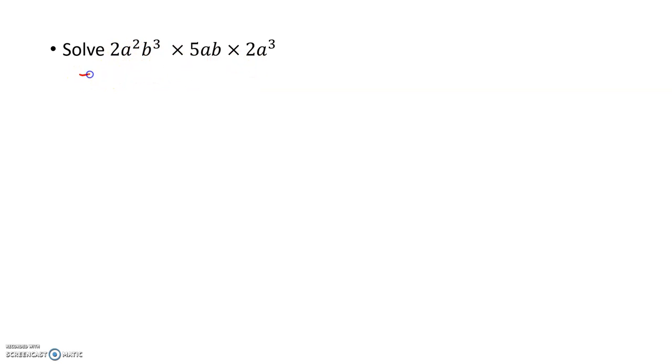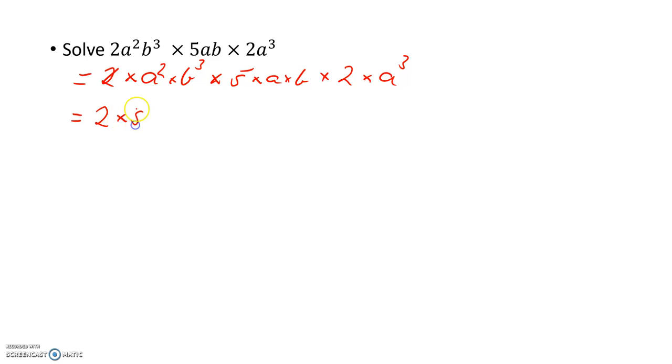So we're going to write it first with the multiplication symbols in there. 2 times a squared times b cubed, first part, times 5 times a times b for the second part, times 2 times a cubed for the third part. Then rewrite it with your numbers at the front. Use the 2 times 5 times 2. Then the same letters together.